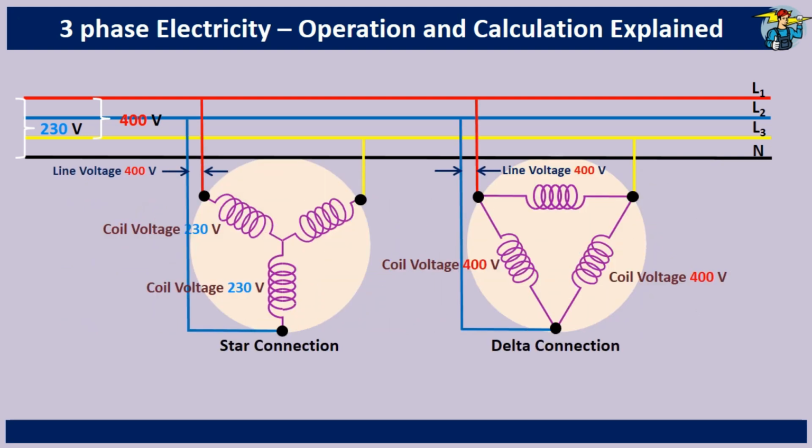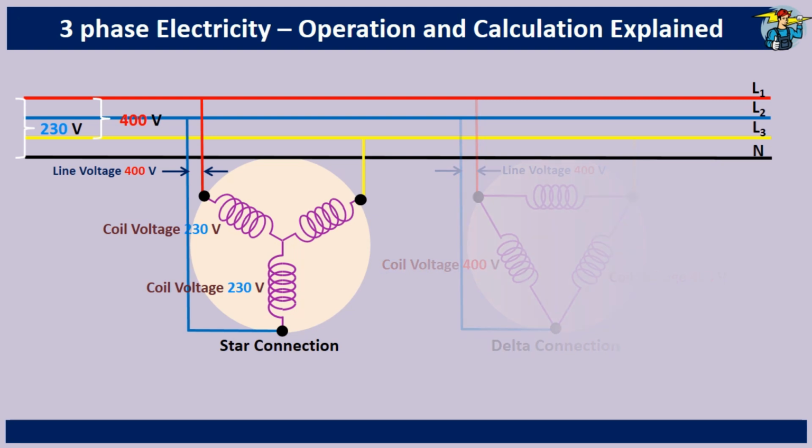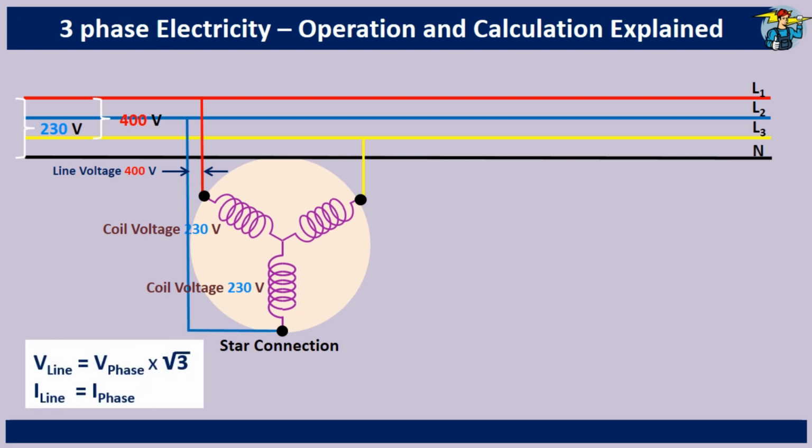Now, for three-phase power calculation, let's start with the star connection. In this configuration, each phase coil experiences 230 volts, and the voltage between any two lines is consistently 400 volts. As mentioned earlier, the line voltage in a star connection is equal to the phase voltage multiplied by the square root of 3. Additionally, in a star connection, the line current is equal to the phase current.